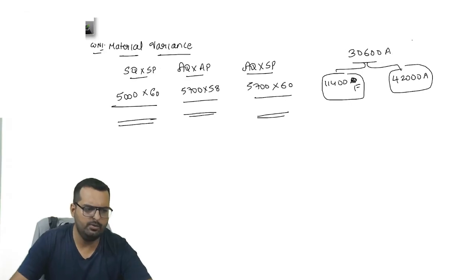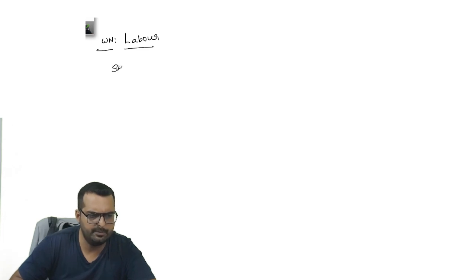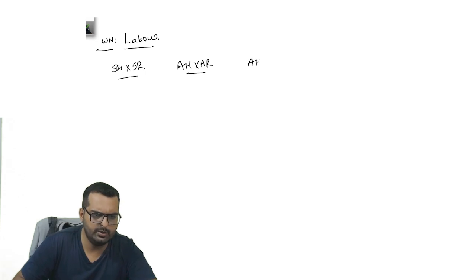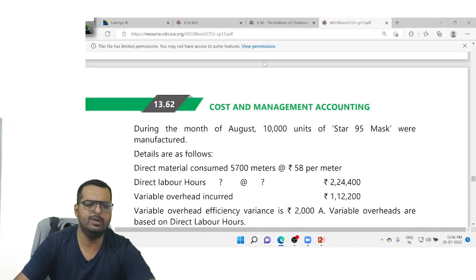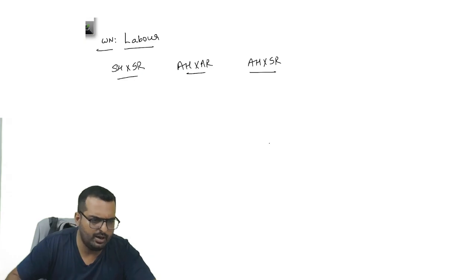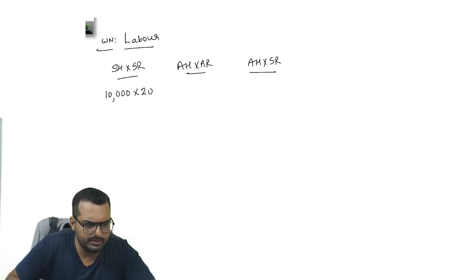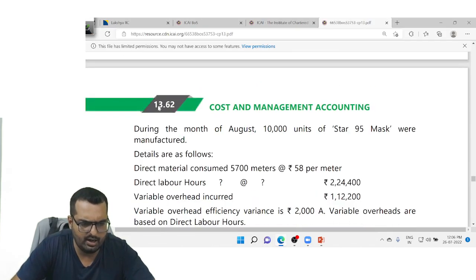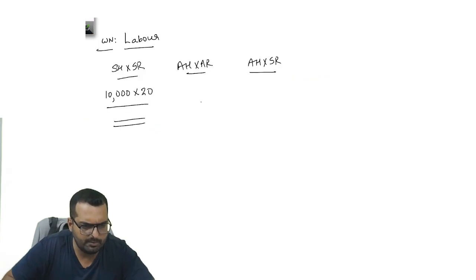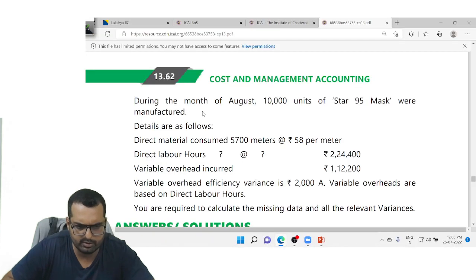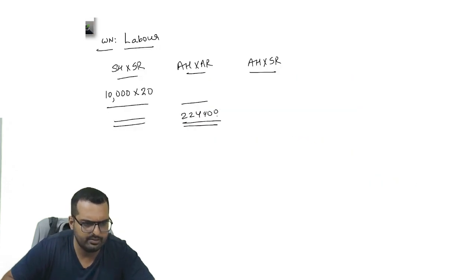I'll go to the next part now. Just like we have done material, the next that we have to do is what? We have to work out labor variance. All right. SH into SR, AH into AR, AH into SR. So 10,000 into 1 hour will give you 10,000 hours, into the standard rate, which is turning out to be 20. AH into AR is not given, but they have given the total as 2,24,400 over here, right? AH we don't know, but we know the SR.